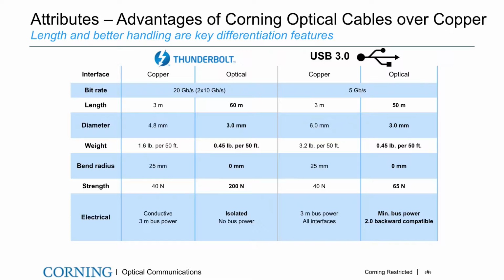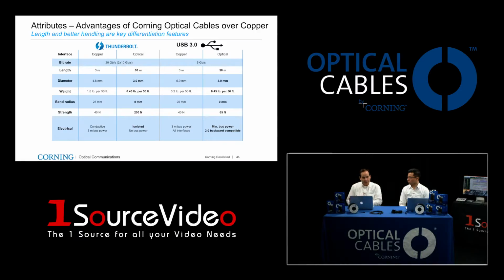And the electrical component, we talked about with Thunderbolt, because it's all optical, it does not provide bus power, which means we don't push power down the optical cable, obviously. USB 3, though, we do have a couple of copper conductors, but that's just to power the electronics on the other side. So we're really not saying that you should provide power over the USB. So that kind of gives you a high-level overview.